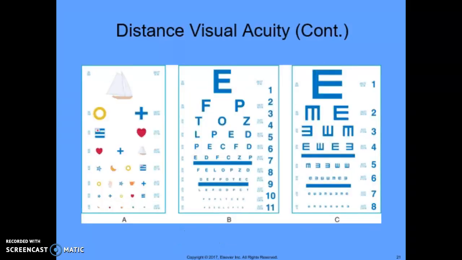Here are some different samples of distance visual acuity. Again, I worked in pediatrics, so this is the first chart. When we started with little ones, we would use this chart because typically they know a heart. We'd ask the child, what is this called? So that we knew what their term for this is. For example, one child might call this a cross, and another child might call it a plus sign.